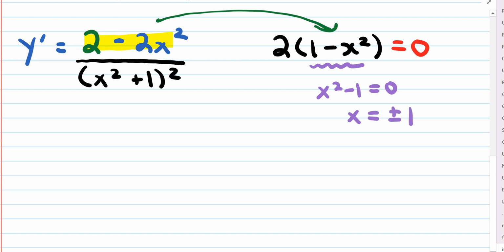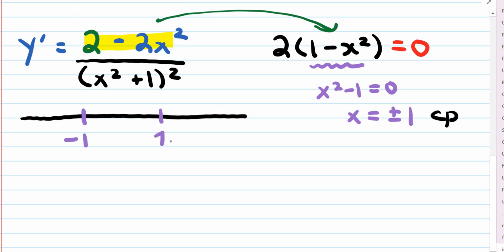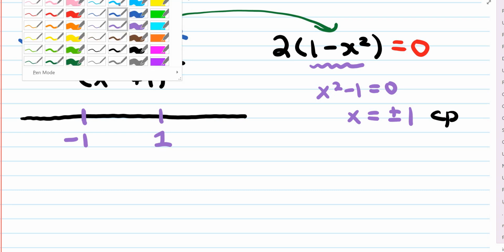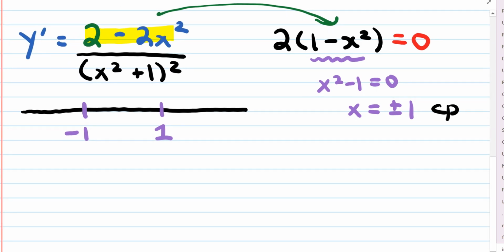Okay, so what we need to do next is these are our critical points, right? So now we need to determine whether those critical points represent maxes or mins. So what we need to do now is we can draw a horizontal number line here. All right, and that's my first derivative test. So I will be using my first derivative test, and from here we can just put a negative 1 and a positive 1 on the number line here. And this number line represents the first derivative, so we can just write y prime over here on the side.